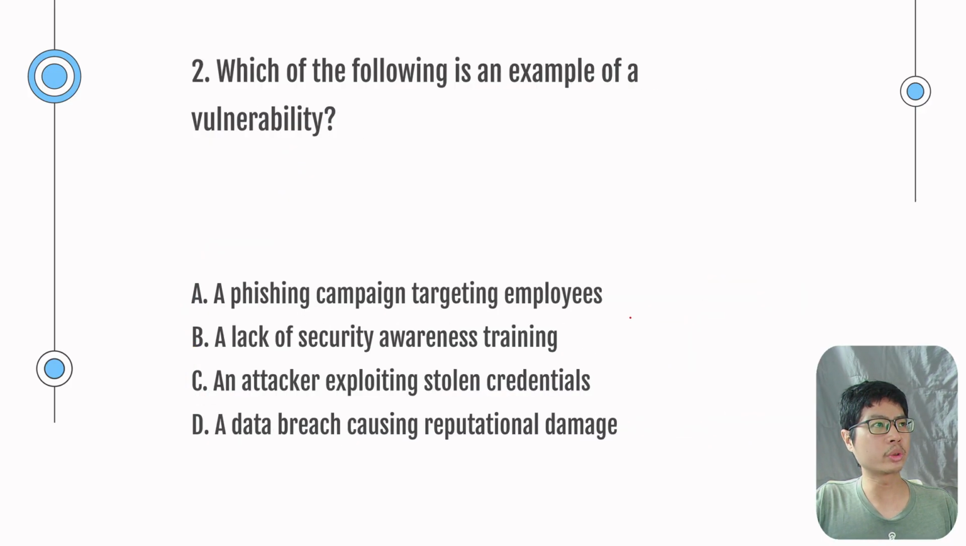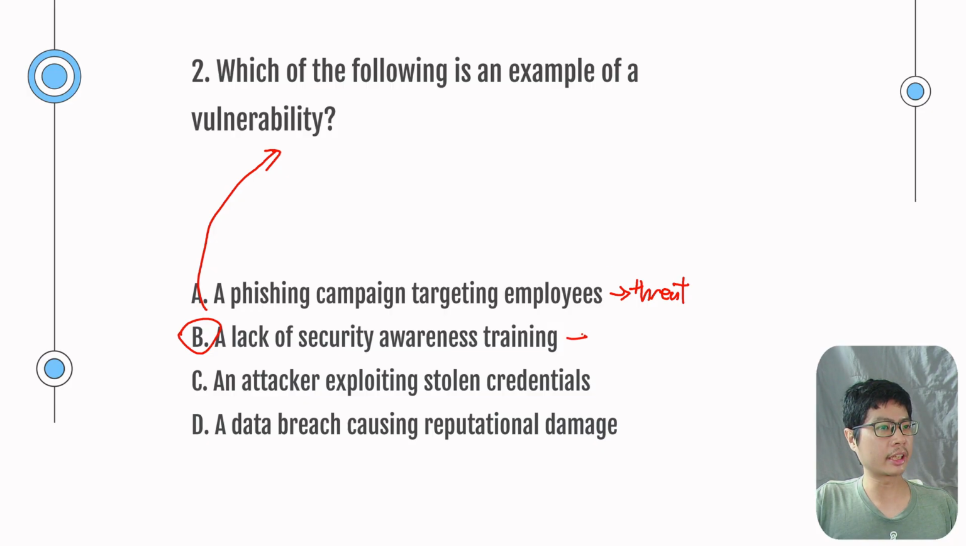Question 2. Which of the following is an example of a vulnerability? A. A phishing campaign targeting employees. So this would be the threat itself, because the phishing campaign is actually propagated by the threat actor. B. A lack of security awareness training. And yep, this would be our vulnerability here.